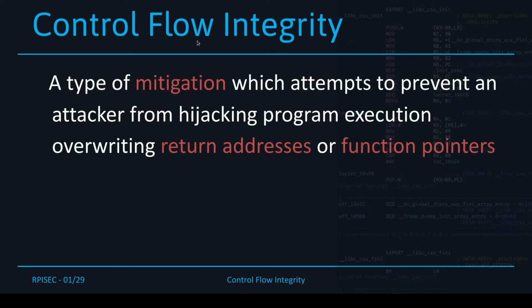So control flow integrity, as I was talking about before, is just a type of mitigation where you're going to try to stop an attacker. So you're going to try to stop a hacker from hijacking that execution, hijacking the flow of execution throughout a program, usually by stopping them from overwriting return addresses and/or stopping them from overwriting function pointers, because those are two really, really common targets for attackers.